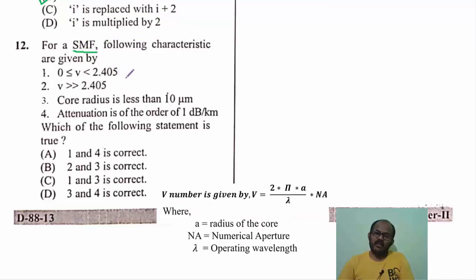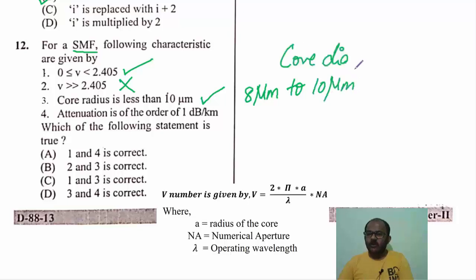First two statements are based on V number. The V number they have given: V number is less than 2.405 is a true statement. Second statement: V number is very much larger when compared to 2.405, which is a wrong statement. And third statement: core radius is less than 10 micrometer is correct, because the core radius is of the order of 8 micrometer to 10 micrometer. The core diameter, if I am talking, it is less than 125 micrometer.